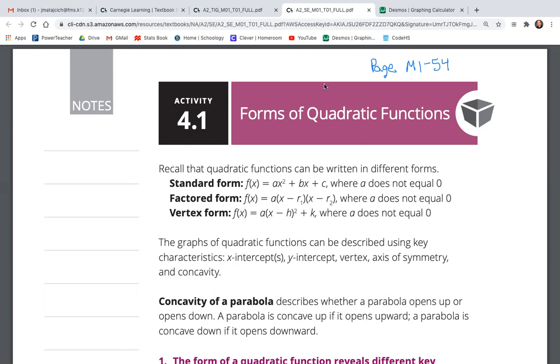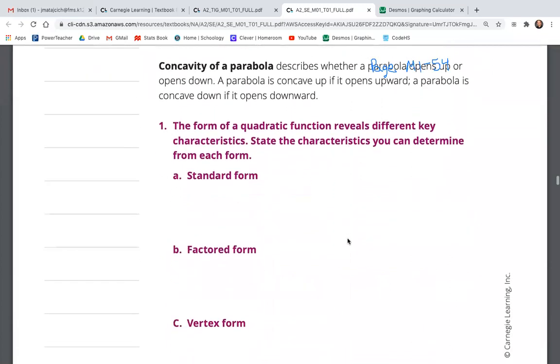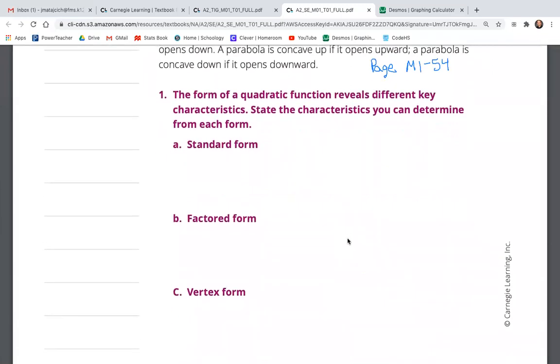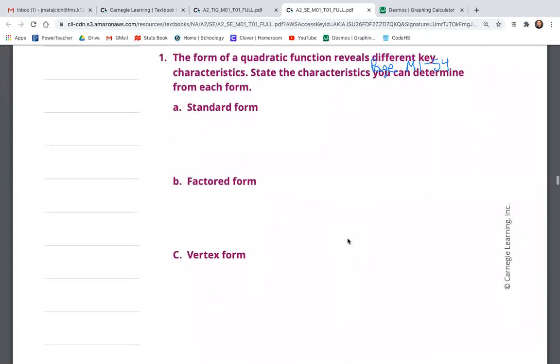So on question 1, the form of a quadratic function reveals different key characteristics. State the characteristics you can determine from each form. And this is just by looking at them. Right off the bat, you're going to know a couple of things based off of which form you started on. So let me get rid of that page number.